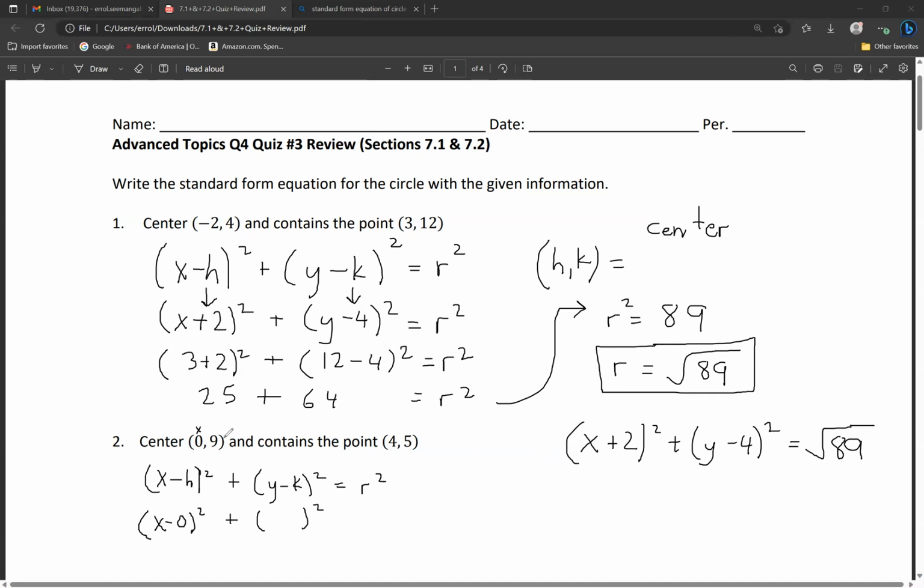Because (0, 9) is the center. So what's this bracket right here? Y plus 9 or minus 9? Minus 9, yep. Okay. Equals r squared.